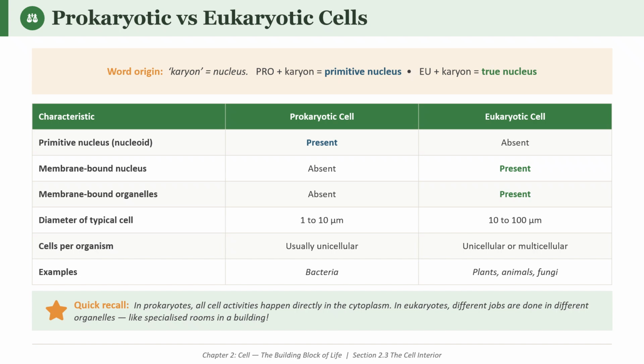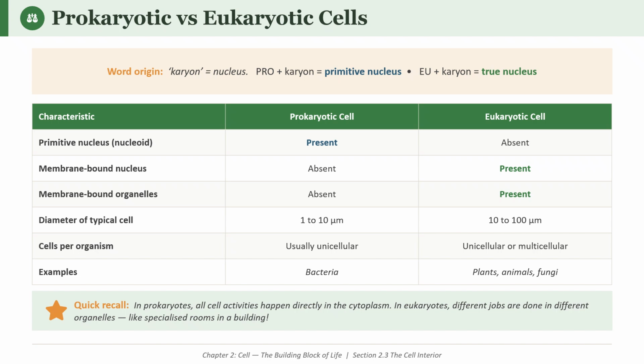So the genetic material is present in a region called the nucleoid. Yes, children. The primitive nucleus, the nucleoid, is present in the prokaryotic cell, whereas in the eukaryotic cell this primitive nucleoid is absent. Also, a membrane bound nucleus is absent in prokaryotes, but it is present in the eukaryotic cell. What are the characteristics of this prokaryotic cell?